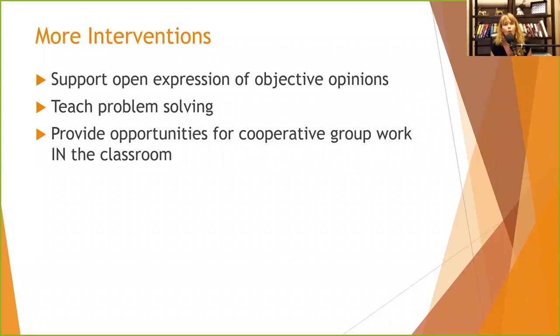More interventions. Support open expression of objective opinions. And I put objective in there because it's important to be able to say, I disagree with your opinion because, or my opinion is XYZ, without saying, you're stupid, the right way to think is blah, blah, blah. We want to teach people non-aggressive, diplomatic ways of expressing conflicting opinions, because we don't have to have the same opinions. We want to teach problem solving. This happens. There are generally 2, 3, maybe even 4 or 5 ways to solve the problem. Encourage people to learn how to problem solve instead of always going with their knee-jerk reaction.